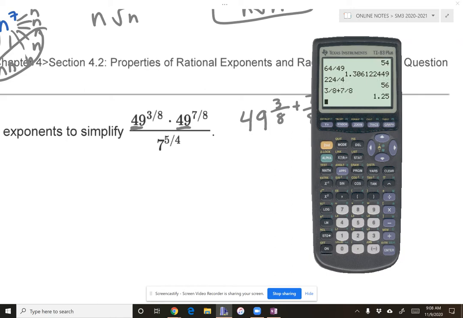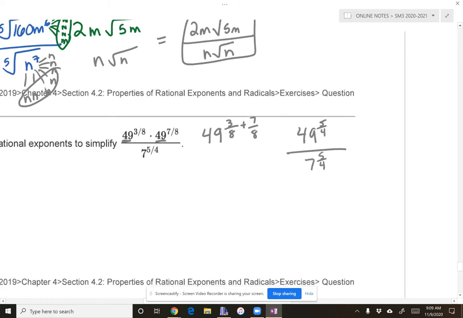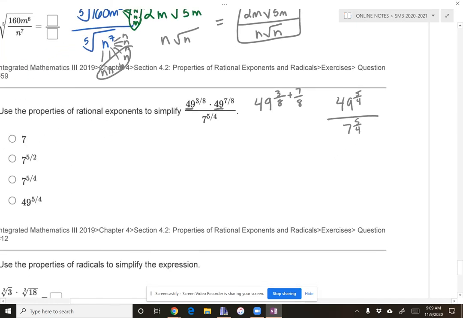And it gives me this decimal, but I'm going to do 5/4. Okay, so on top now I have 49 to the 5/4. And then on bottom now I have 7 to the 5/4. Because the bases are not the same, I can't just do anything. So now I need to change it into roots, because roots I can multiply and divide without things being the same. The only thing that's the same is the root side.